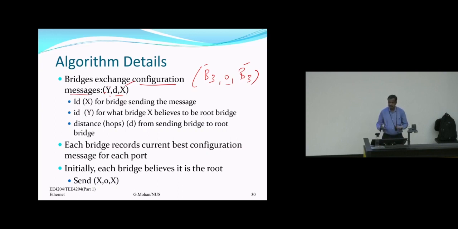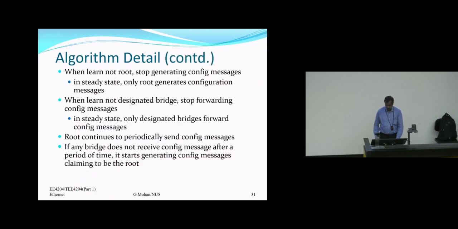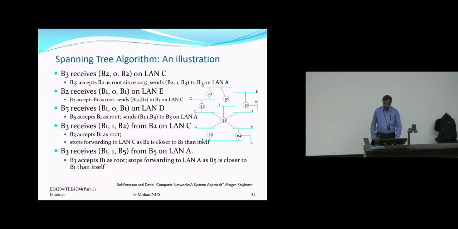When B3 is generating this message, B2 may say, hi, I am the root, and B1 may say, I am the root, right? So this configuration message will be received through multiple ports, and each bridge records the best configuration from that port. It learns what is the best message it has received so far, who is the root until this time. So initially, this message will be sent x, 0, x, because everybody believes that he or she is the root. Now, let me explain through this example. So we consider this particular loop.